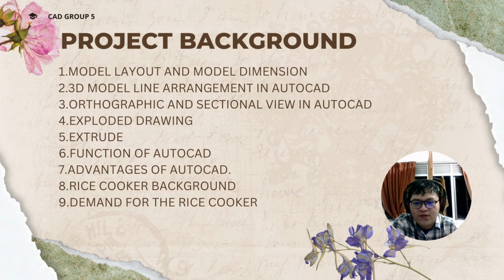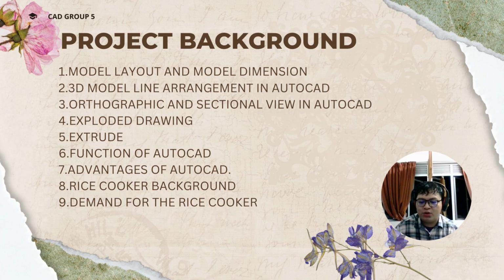So for the function of AutoCAD, there are a few functions that we listed. For example, the 2D drafting, then AutoCAD offers capabilities for building intricate 3D models, and also it is used for rendering and visualization. Okay, so for the advantage of AutoCAD, the first is draw to scale. For example, we can draw the object that we want to the size that we want to produce.